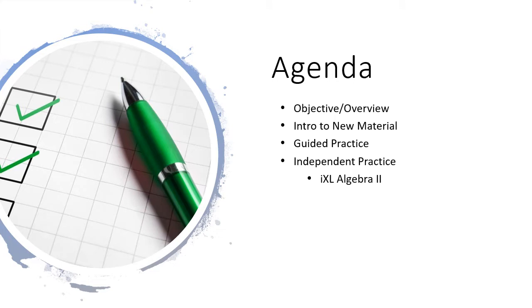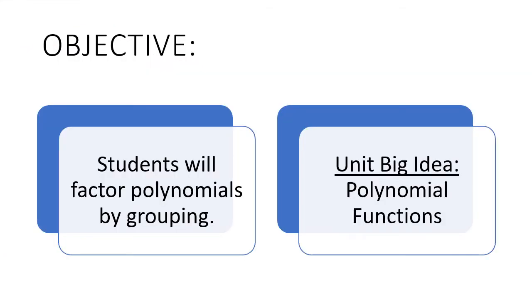Here's our agenda for this lesson. We're going to start by talking about the objective and the big overview. We get into our material, try some practice problems, and then I'll send you all off for the IXL to work on. So here's the objective. Students will factor polynomials by grouping. And remember, grouping is just a method or a technique of factoring. Our big idea, again, is polynomial functions.